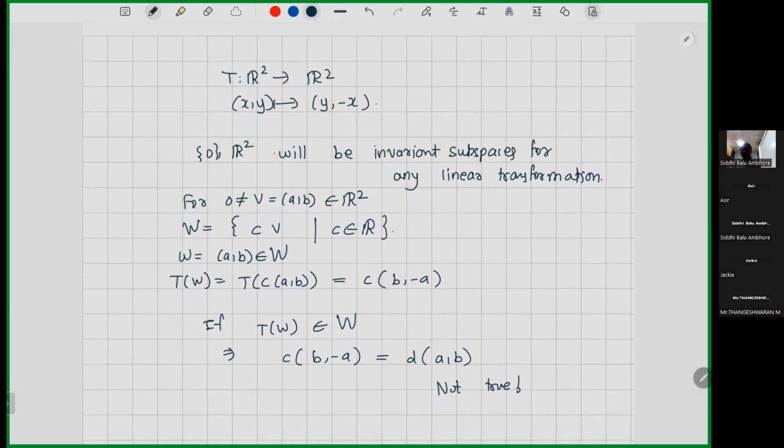So this is the linear transformation where the only invariant subspaces are 0 and the whole space. No non-trivial subspace, that is, in this case, no one-dimensional subspace, will form an invariant subspace. That was the thing.